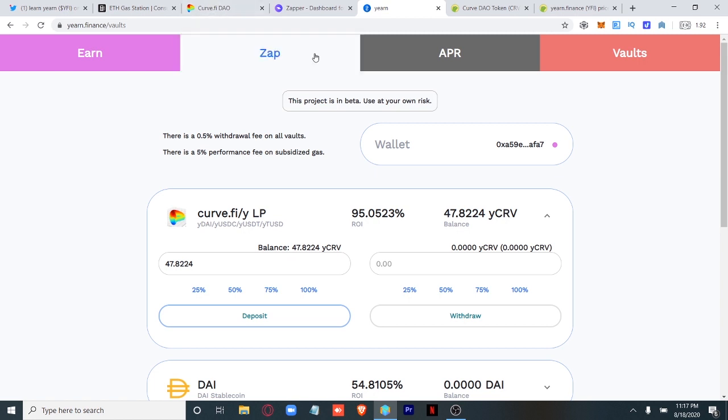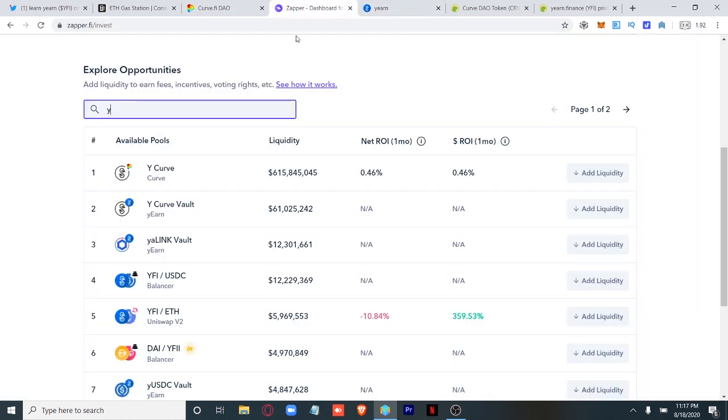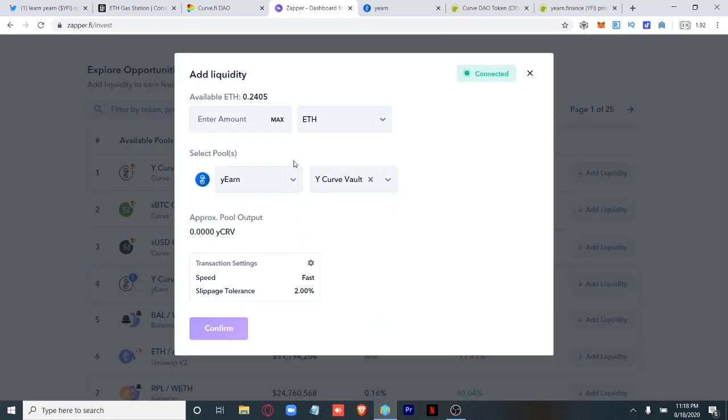Now if you don't have liquidity in curve, you can go to zapper.fi, go to Y curve vault, and you can click on add liquidity. And when you add liquidity here, you can use any of the 4 tokens and Ethereum that are shown here. So I can deposit DAI and other stuff, but I would recommend using ETH. So you deposit your ETH in the protocol.